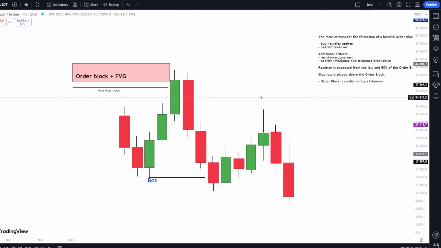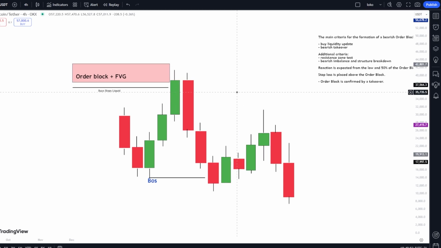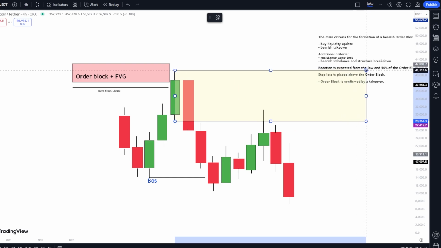So let's repeat one more time. An order block is an impulsive movement with capturing of liquidity and a takeover on the other side. So here we have a bearish order block with capturing of the liquidity. We had a bearish takeover, so we can determine it as an order block and mark it like this.